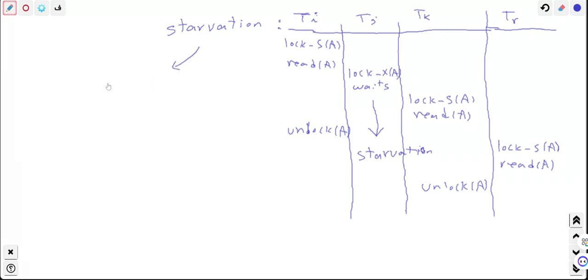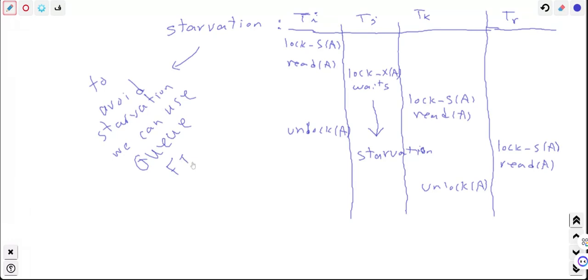So to avoid starvation, we can use a queue. Queue is a FIFO data structure, as you have read in your algorithms course. Yes, FIFO, first in first out. This is a data structure. We put the requests in this structure. The request that comes first is served first.